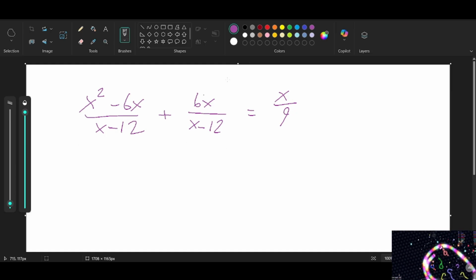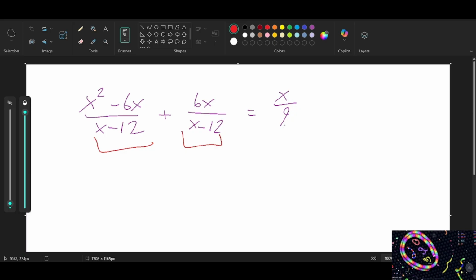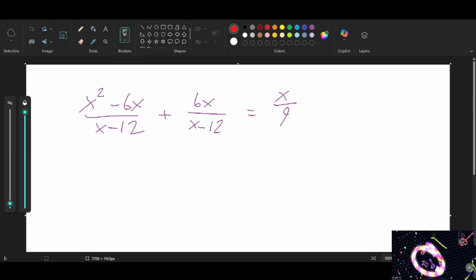But I need all three parts to have the same denominator, right? Like this is x minus 12, this is x minus 12, but this is a 9, right? In order to get the same denominator, I can't just add or subtract. You can't do anything to the denominator of a rational unless you multiply or divide. So if I want this x over 9 to have an x minus 12, I have to multiply it by x minus 12.